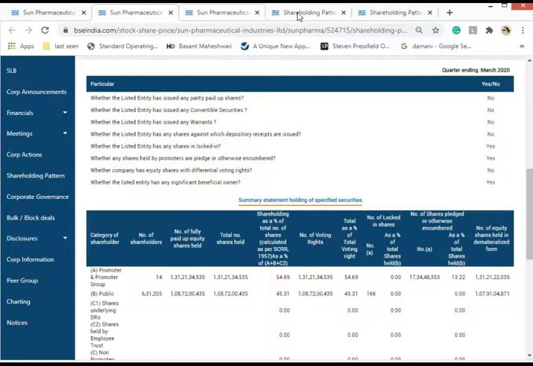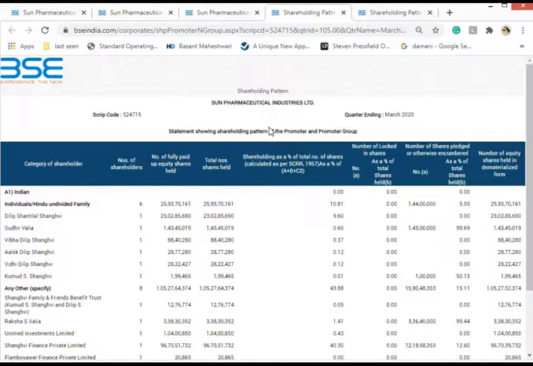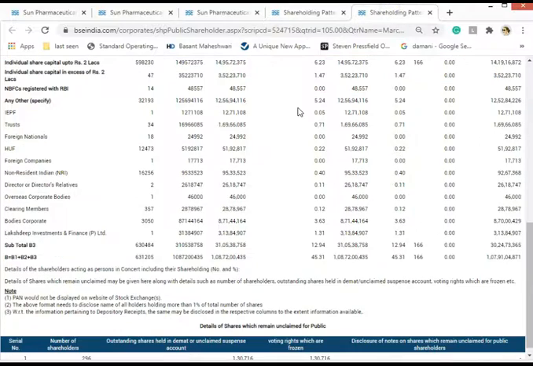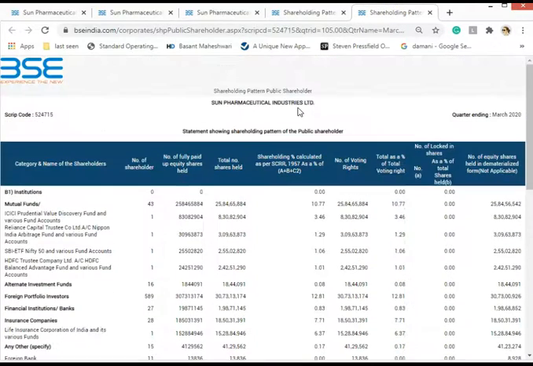So let's go to the promoter holding section. This is the promoter and promoter group holding. You can see that they have given you the names of all the family members who are holding the shares, who are a part of the promoter group, right? All the relatives, etc. And then there are a few other companies as well. Now we can go to this particular section, which is other public shareholders.